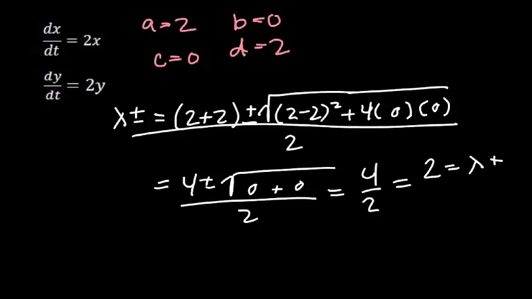Since we only have one value that represents both lambda plus and lambda minus, what we have is that 2 will just represent both. Since lambda plus and minus are greater than 0, that means that we have a source.